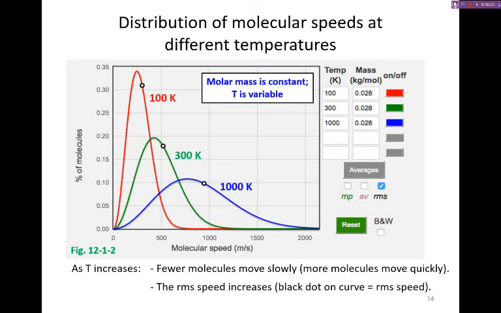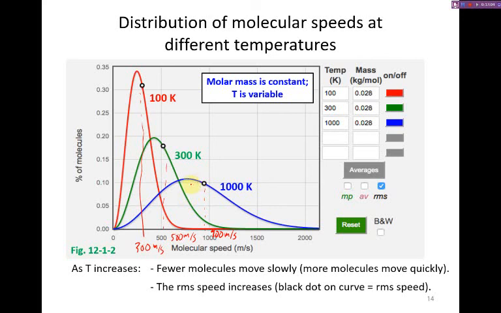Now let's take a look at the effect of changing the temperature. If we keep a constant molar mass, if we're looking at nitrogen again, molar mass of 28 grams per mole, but we change the temperature of the system, what we see is that the root mean square speed increases. At about 100 Kelvin, we see that we're somewhere around 300 meters per second. 300 Kelvin, that's what we just calculated, just above 500 meters per second. And at 1000 Kelvin, we're somewhere around 900 meters per second.